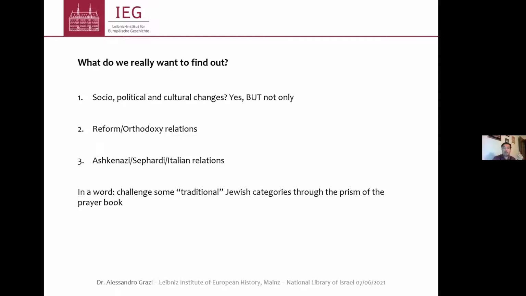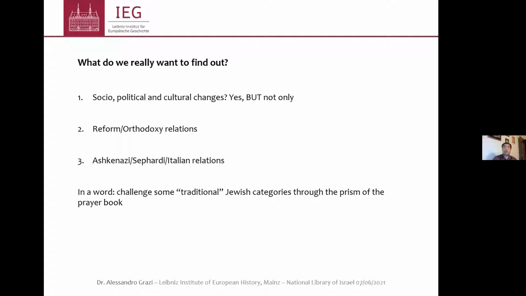Can we really mark the borders between the two? How different are the liturgies really? For instance, it is said that the Sephardi prayer books inspired the Reform. Is it really true? It is said that the Hasidim are also inspired by the Sephardi prayer books. Although this doesn't concern Italy in particular, we can wonder this as well. Is it really true?